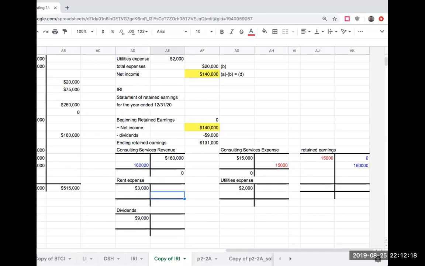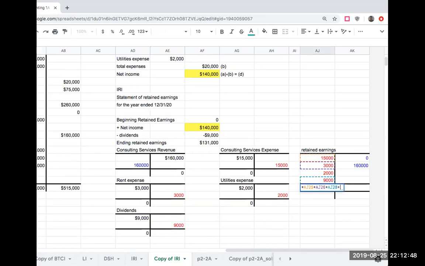Rent expense. To make this 0, I need a $3,000 credit, which means I'm going to be debiting retained earnings for this right here. Utilities expense, I need a $2,000 credit to make it 0, which means I'm going to be debiting retained earnings here. And then lastly, I'm going to be crediting dividends here to make this account 0, which means I'm going to be debiting retained earnings here for $9,000.